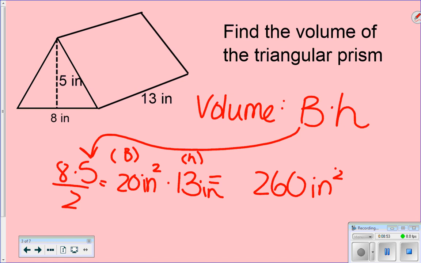That's my volume. Yes. Cubed, you're right. Thank you. Yes. Very good.